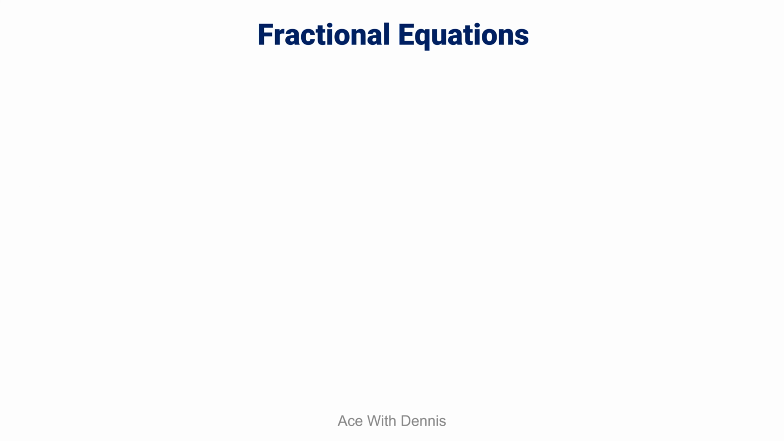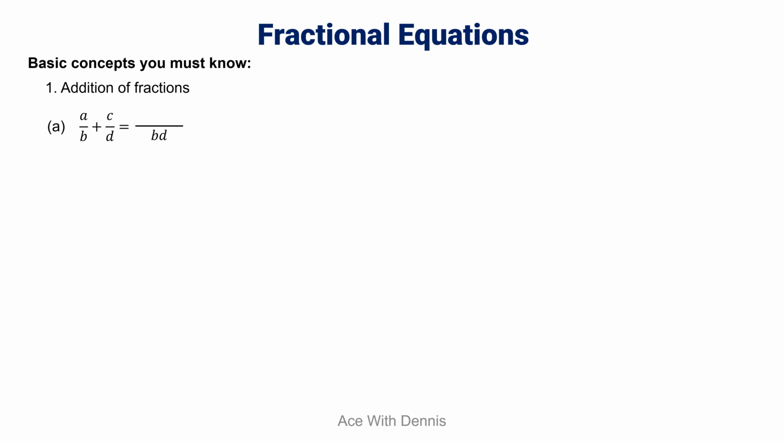Before we move on to talk about examples related to fractional equations, here are a few basic concepts that you must know. Number one, addition of fractions. So for the first one, a, let's say a over b plus c over d. If we want to combine these two fractions into one, what we have to do is make them have a common denominator. So we just multiply the denominators together, bd. For the numerator, for the a, we need to multiply with d. Then plus the c, we need to multiply with the b. So we have bc.